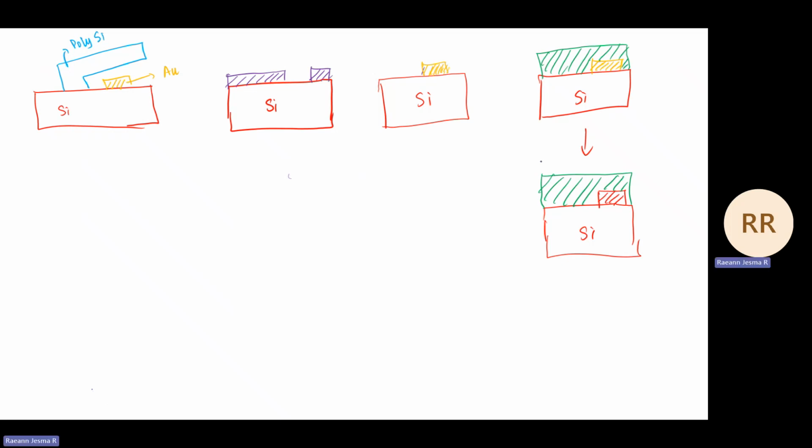So here your photoresist again will protect the regions. It will be present in regions where you want to protect, and the region where you want to etch will be exposed. After this, we will do the etching process where we will remove this material.